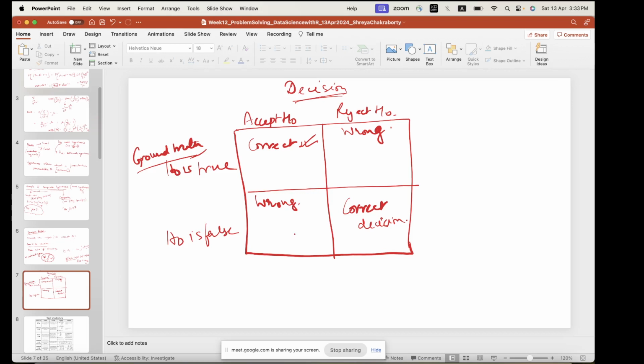But rejecting H naught given H naught is true is what we call type 1 error, and accepting H naught when H naught is false is the type 2 error. Alright, type 1 error is specified by alpha, and type 2 error is specified by beta. Now, out of these two, the problem should be formulated in such a way that type 1 error is more dangerous.